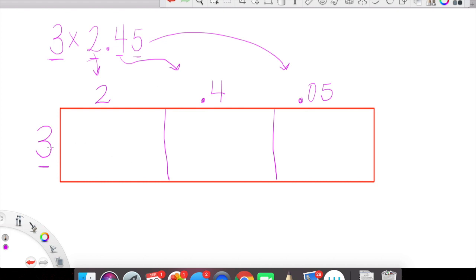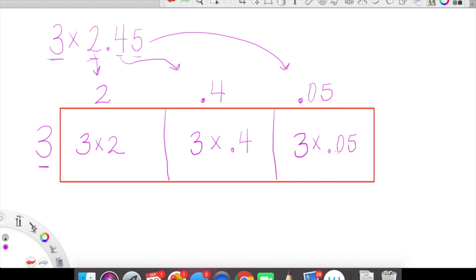First, inside this first chunk, we have 3 copies of 2. That expression looks like this: 3 times 2. Here we have 3 copies of 4/10ths. That expression looks like this: 3 times 4/10ths. Finally, we have 3 copies of 5/100ths. So our expression will be 3 times 5/100ths.